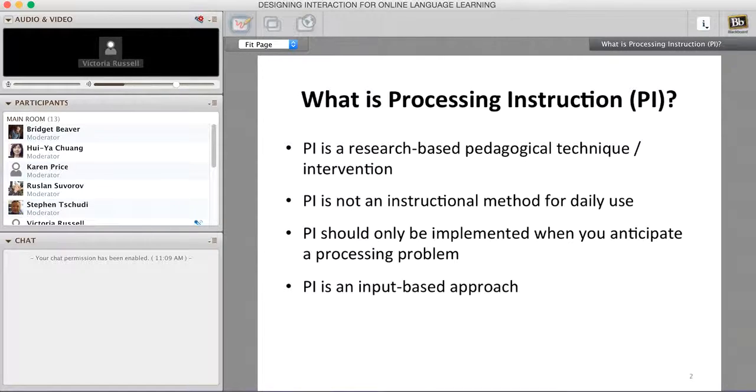I also want to mention that PI is completely input based. It's an input based approach to language instruction. The focus is on helping learners make correct form meaning connections when they process their input initially. Therefore, it is not necessary for students to produce the targeted forms in their output.